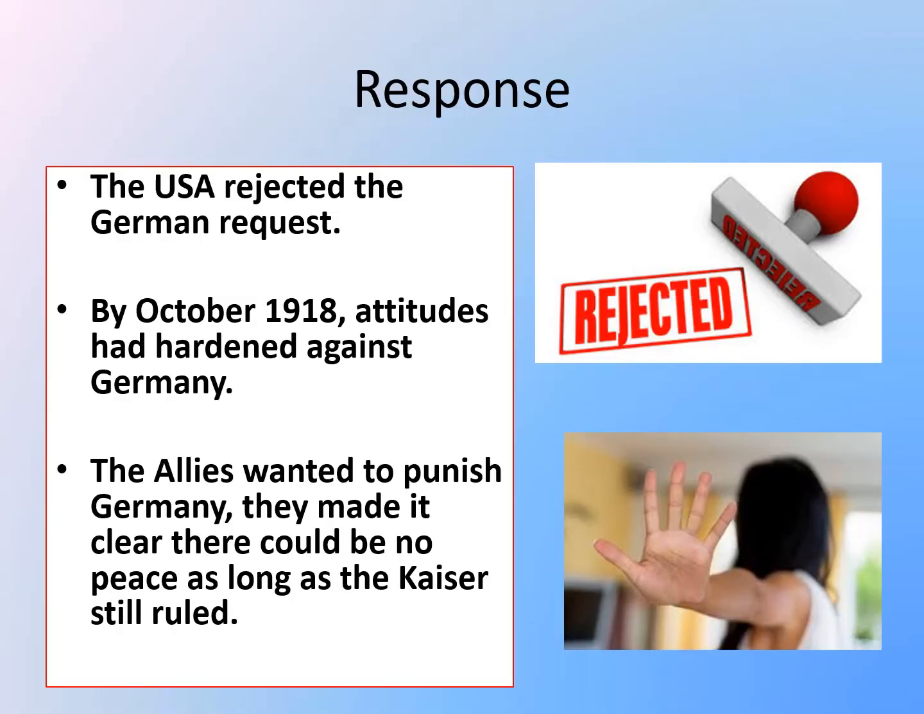So the response from the US was not particularly in favour of this. They rejected it, and the war continued. So by October 1918, the attitudes had really hardened against Germany. The fact that they hadn't accepted the peace negotiation format when it had been originally presented was definitely counting against them. The Allies very much wanted to punish Germany, and they made it really clear that there would be no peace as long as the Kaiser actually still ruled Germany. They had to get rid of him. That was the first thing, before they would even negotiate. No ceasefire, no armistice, as long as the Kaiser was still there.